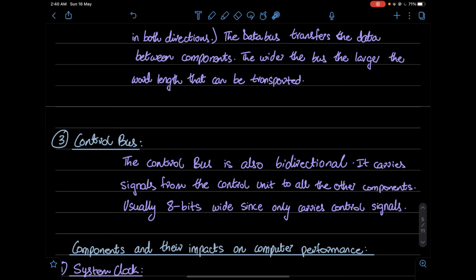And lastly, we move on to the control bus, right? The control bus is also bidirectional. It carries signals from the control unit to all the other components, like the controlling signals that we talked about in the first part of this video, right? So this is the bus that takes all those signals to the components. And it is usually 8 bits wide, since it only carries control signals. Increasing the width wouldn't really give you a big benefit, because you only need to control a very limited number of components. So you necessarily don't have wider buses for control buses, right?